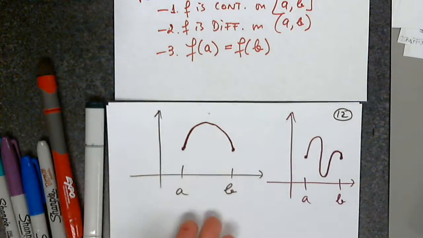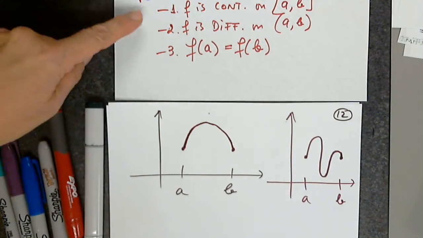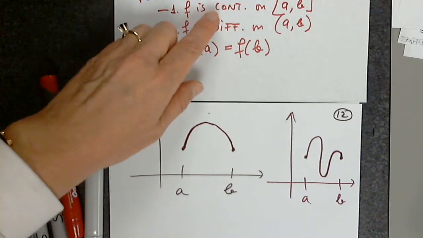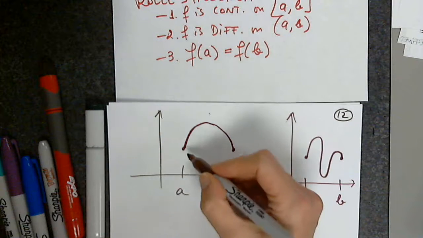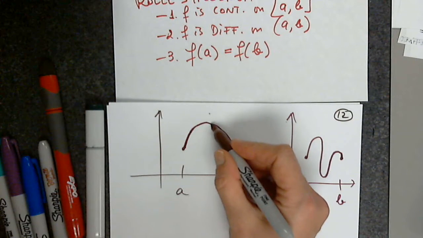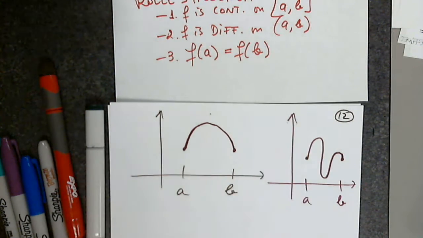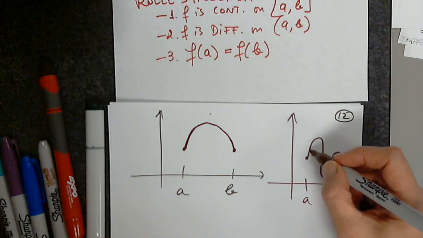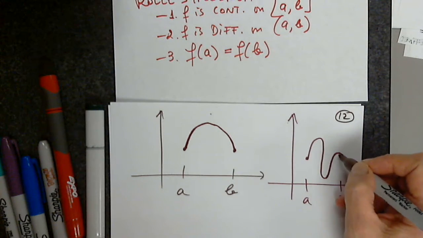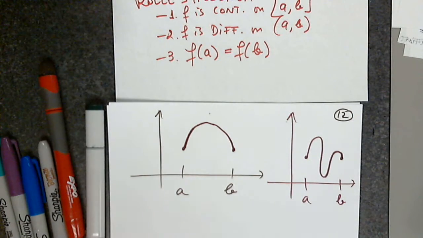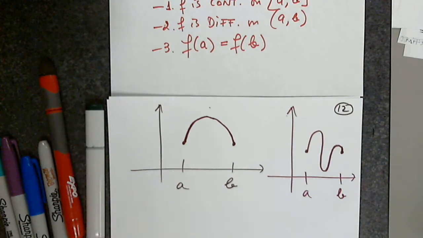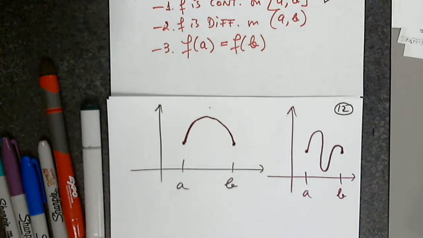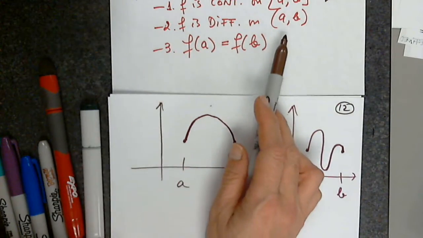Let's see in both cases if the three conditions of Rolle's theorem are fulfilled. Is this function continuous on the interval [a, b]? When I drew it, I did not lift the marker off the paper. This is a continuous function. No gaps, no jumps, nothing. No holes in the graph, continuous. Yes.